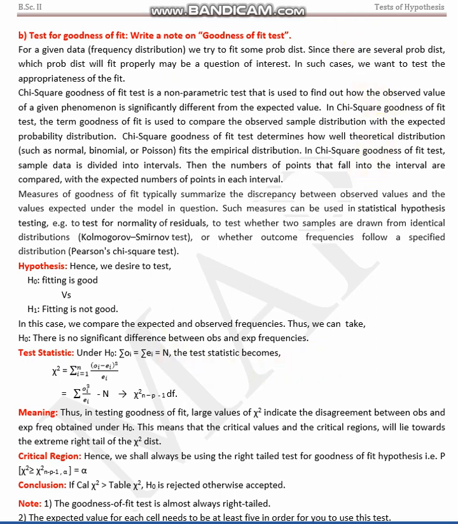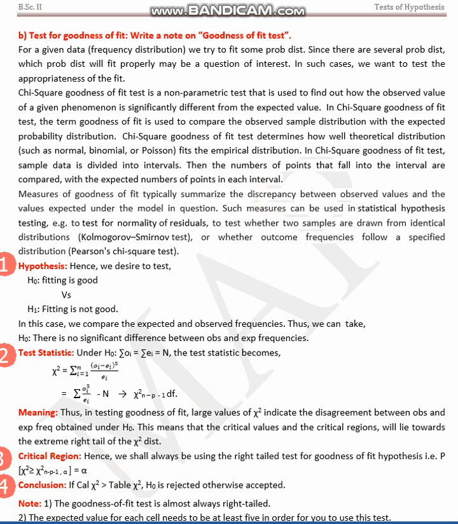As you know, the chi-square test, the t-test, or any testing procedure has a few steps. First we have to set up the hypothesis, second is to develop the test statistic, third is to find out the critical region, and fourth we need to conclude.